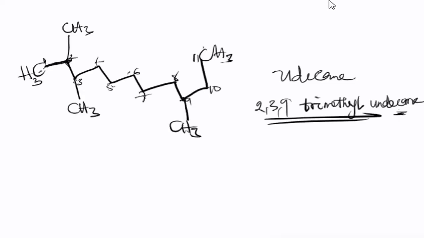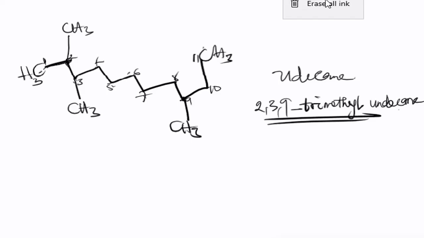Numbers which indicate positions of substituents are separated from the name of the substituent with hyphens. So this is what we mean actually. So this is 2, 3, 9. So I'll add a hyphen here, trimethyl alkane. So this number should be separated from the name of the substituents using a hyphen.